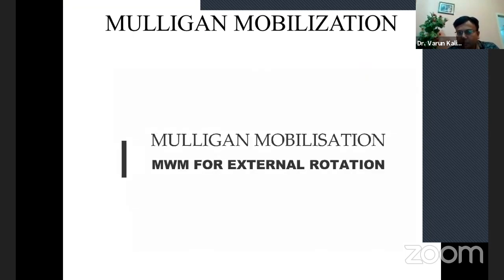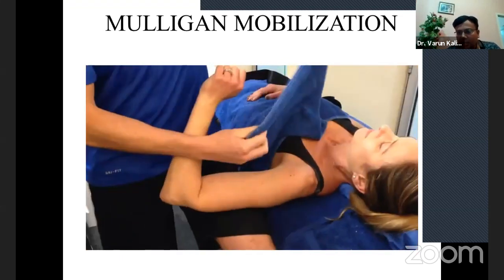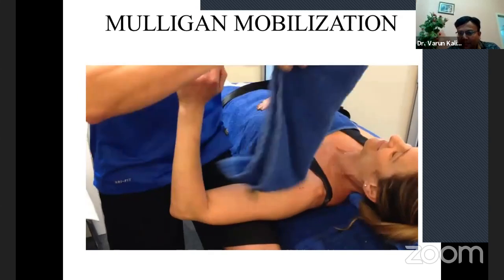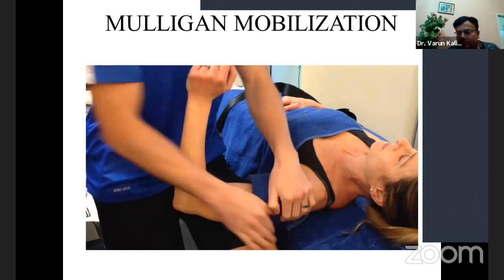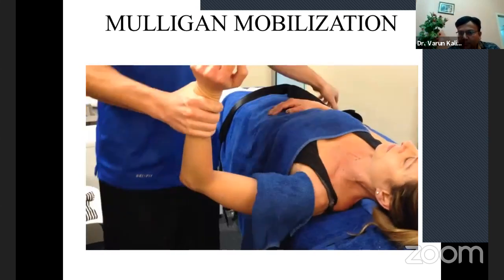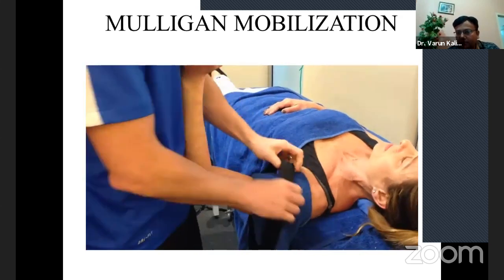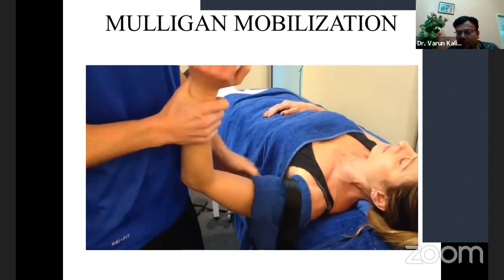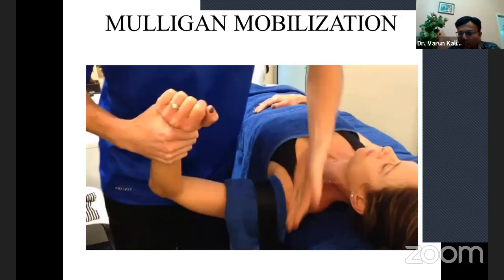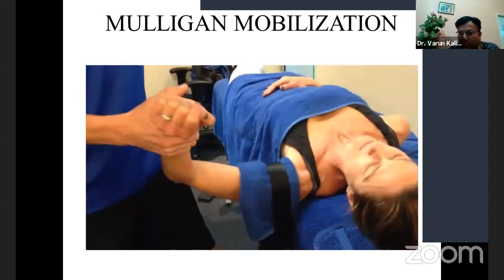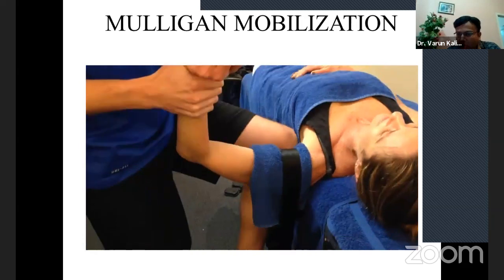First one is the Mulligan mobilization for external rotation. Here the patient is in supine lying position and then the therapist wraps a towel over the upper end of the humerus and then wraps the Mulligan belt around the upper end of the humerus just above the towel and then puts his feet at the lower end of the Mulligan belt to apply a downward force or pull.